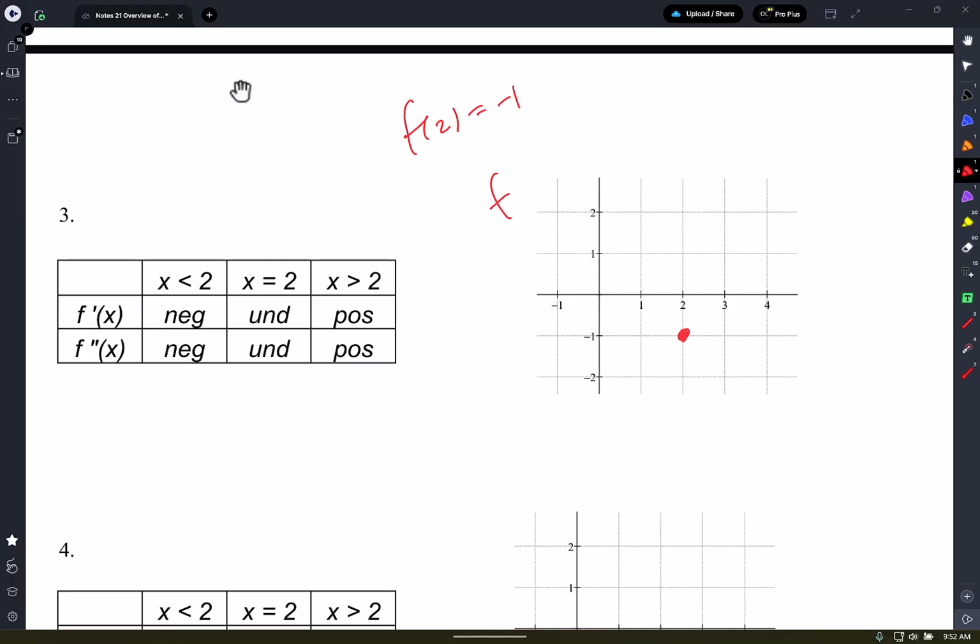You guys ready? Yeah. F prime is negative. F double prime is negative. So f prime negative means I am decreasing, and second derivative negative means I am concave down. Notice that it's undefined, so that means I'm going to have a corner or a cusp or something. So it's probably something like this. Decreasing, concave down. Decreasing, concave down. Bam.